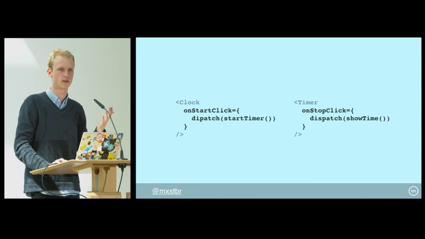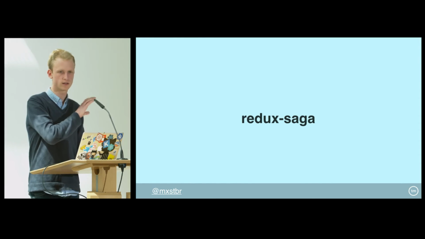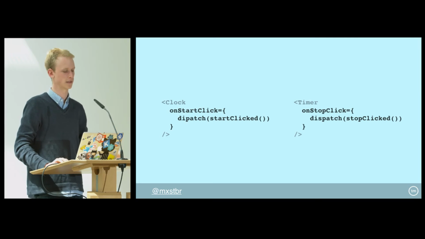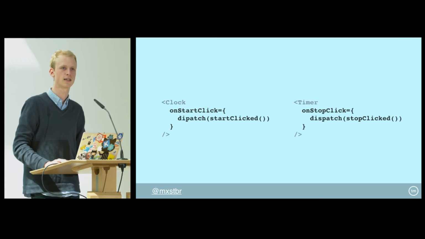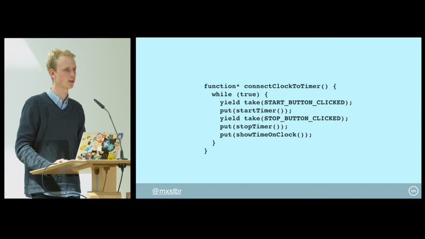Yassine El-Ouafi recently released this thing called redux-saga. Redux-saga uses ES7 generators to give you really nice, simple asynchronous flows, and that lets you couple together your really decoupled components again. And it can also be used for data fetching, and it's easily testable and beautiful. Now, let's change this example slightly, right? Instead of coupling them tightly together, we just dispatch a start clicked action from the clock and a stop clicked action from the timer. And then we use a saga to tie them back together.